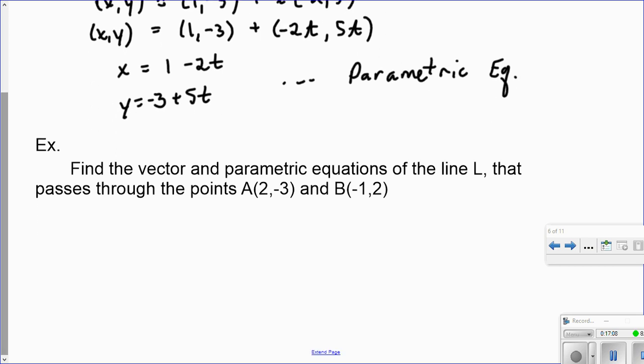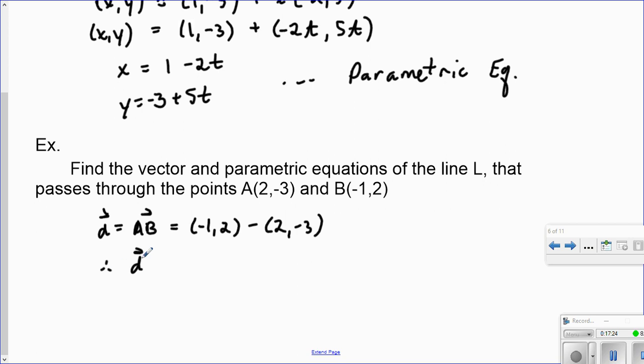Okay, example, find the vector and parametric equations of a line that passes through point A and B. So first up I need a direction vector, and that's going to be my vector AB. So that's going to be point B, take away point A. Therefore my direction vector is just a subtraction. Negative 1 take away 2 is negative 3. And 2 take away negative 3 would be 5. So my vector, if I follow along these paths from A to B, I'm following along the path negative 3 to 5, right? I start at 2 and I go to negative 1, so I'm going backwards 3 units. And I start at negative 3 and I go to 2, that's going forward 5 units.